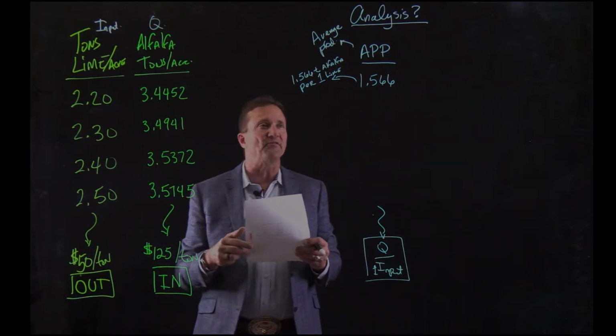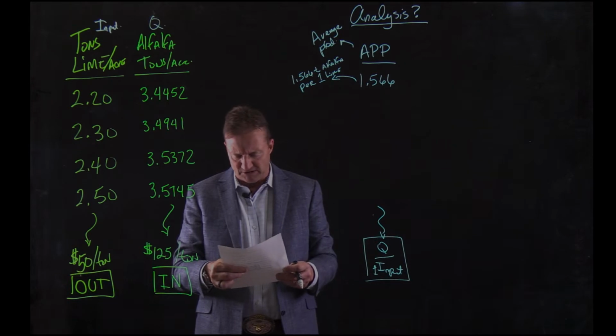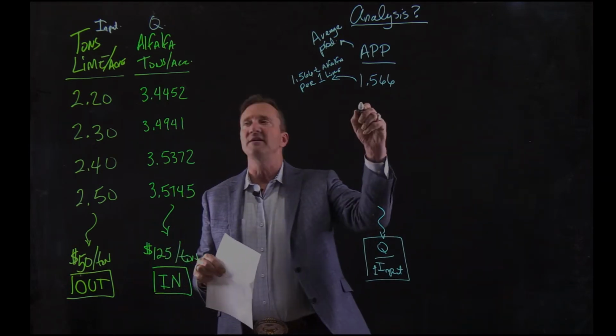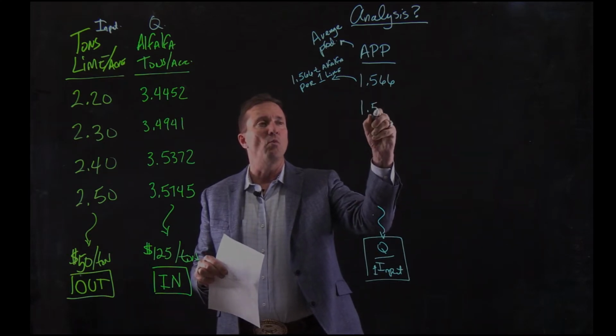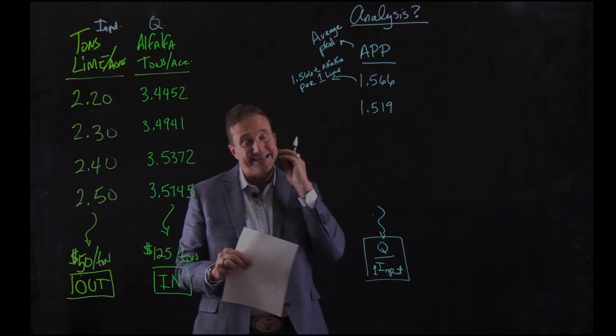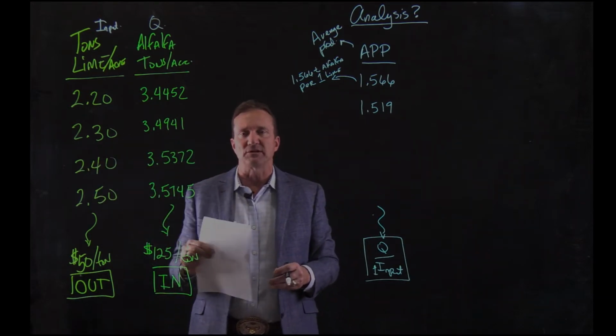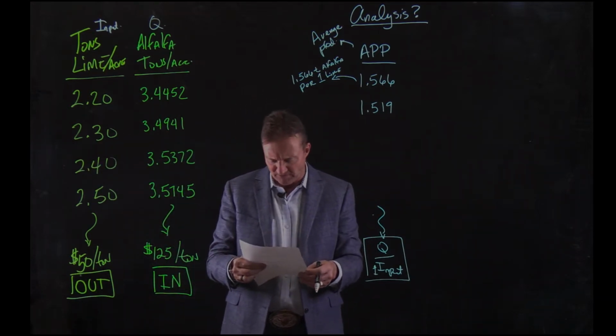Now, if you use 2.3 as a rate, you get a different number. Let's go look at that. And that goes to 1.519. So actually, my average drops. My total goes up, but so does my input. So the average is 1.519.